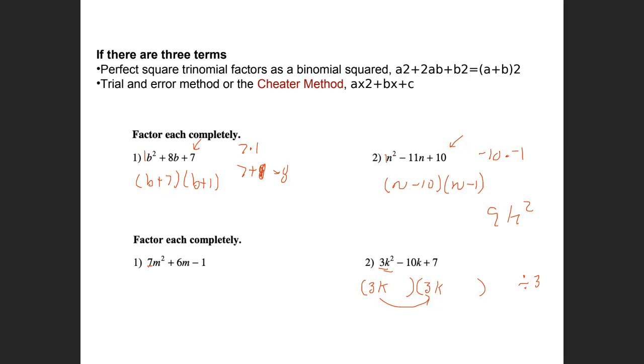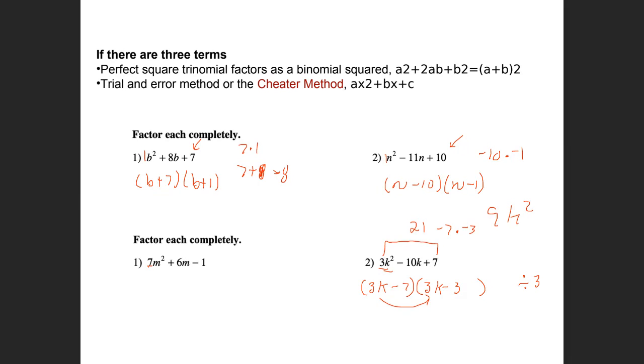Okay, then my next step, I multiply the 2 outer terms together. 3 times 7 is 21. Then it's basically like up here. What 2 numbers multiply to give me 21 and add up to negative 10? Well, let's try negative 7 times negative 3. Negative 7 times negative 3 is 21. Negative 7 plus negative 3 is negative 10. Awesome. So I just put that in there.